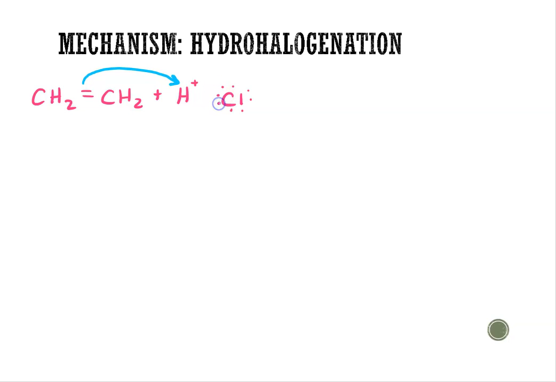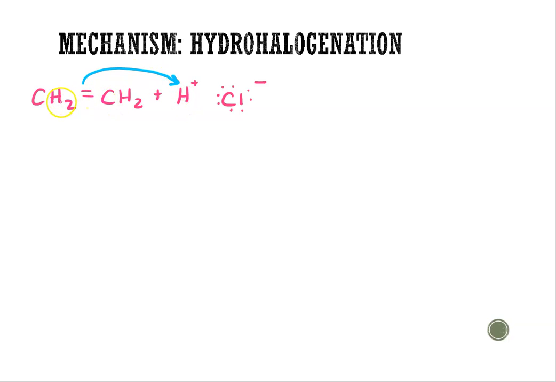And I was forgetting something. There we go. So our positive hydrogen, our double bond here grabs on to that. And what ends up happening here is that this hydrogen attaches itself to one of these guys. So if this was something different, something larger, then this is where Markovnikov's rule would come into play.